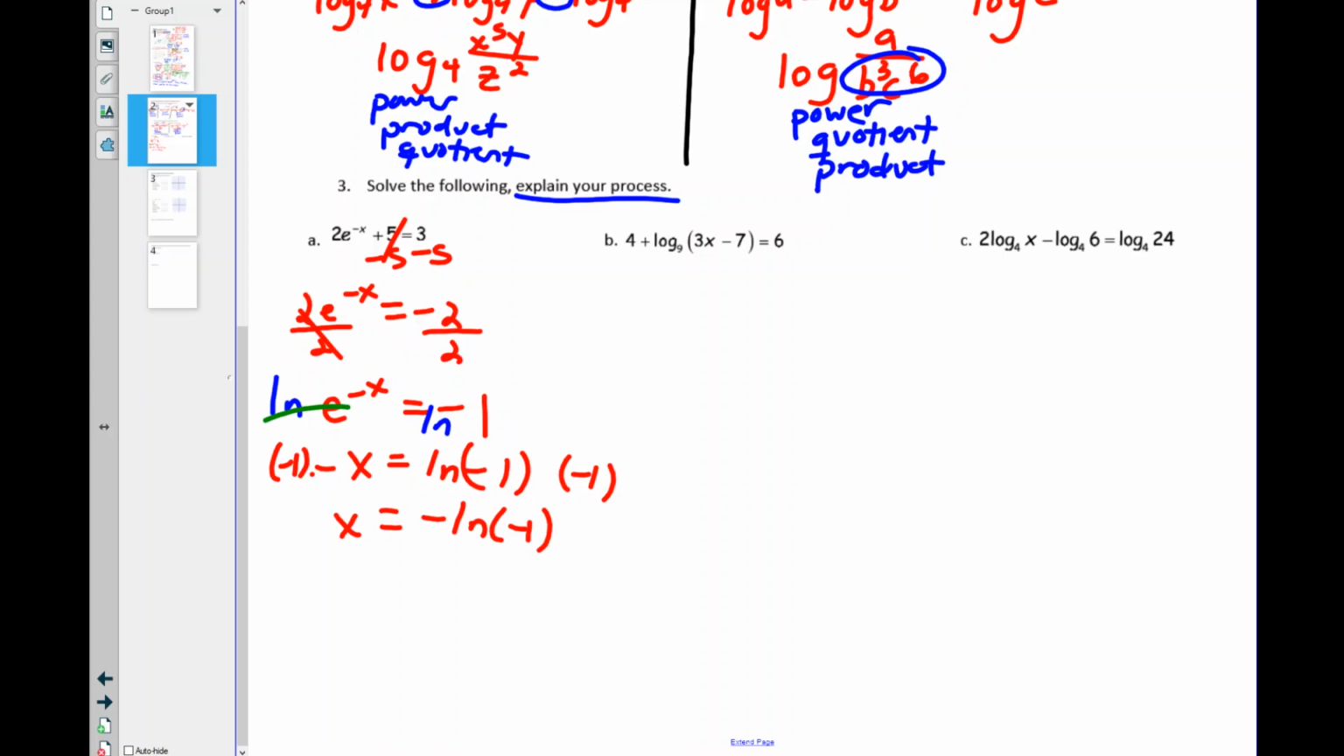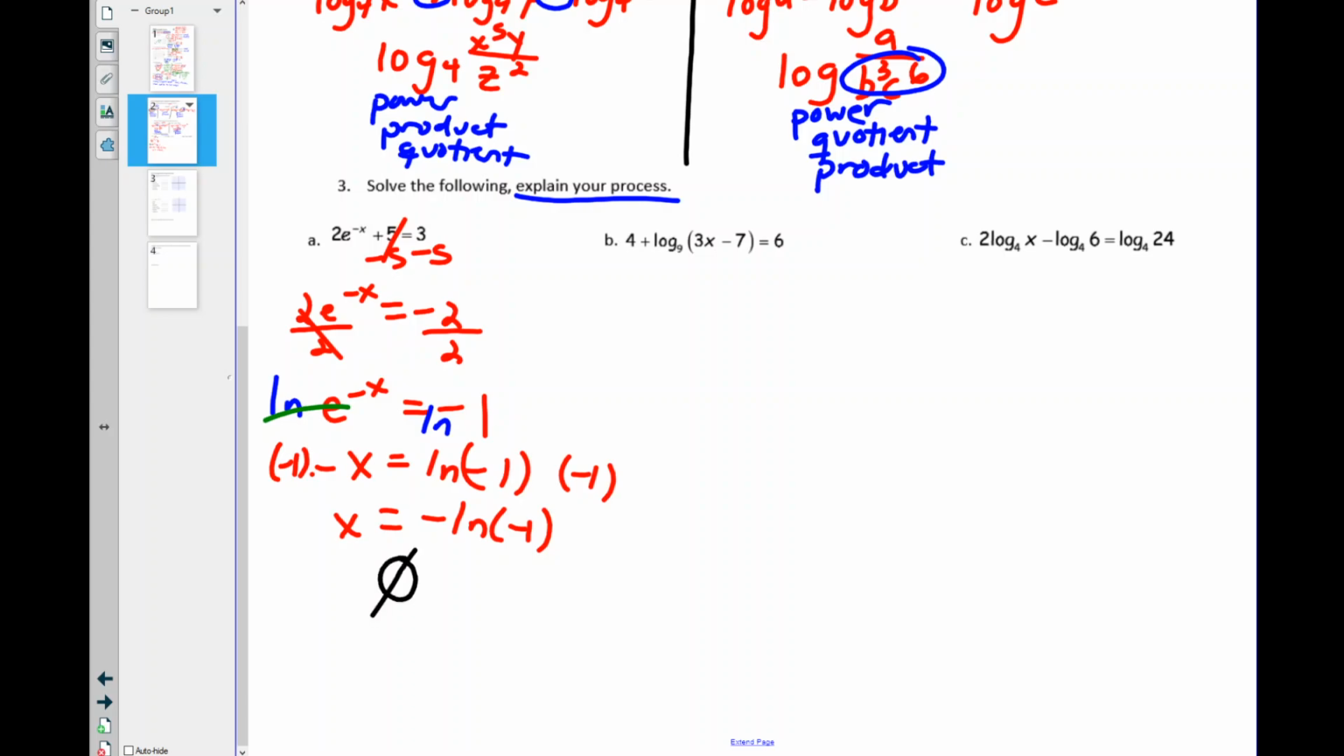Put negative ln of negative 1 in the calculator. If it makes it easier, you don't even need to put the first negative in. Just take ln of negative 1.